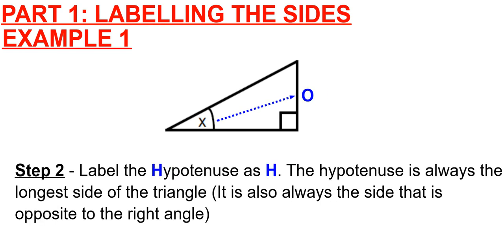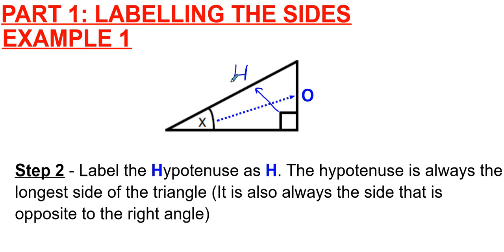Step two, label the hypotenuse as H. Hypotenuse is always going to be the longest side. It's also the side that's opposite to the right angle, if you want to know. And so if you look at it this way, there's a right angle, the square shape, and opposite to that is going to be the longest side, which is H.